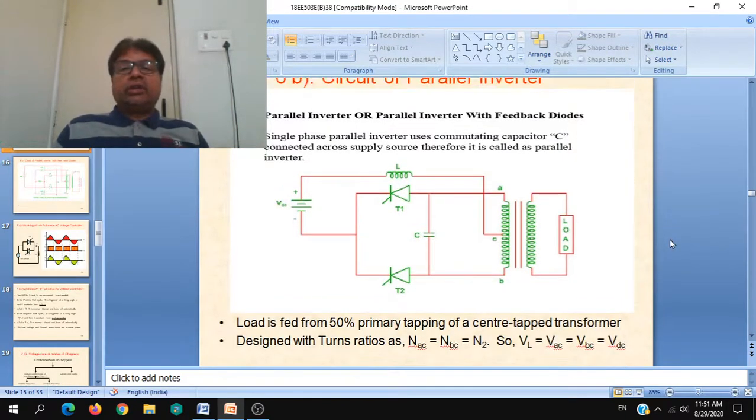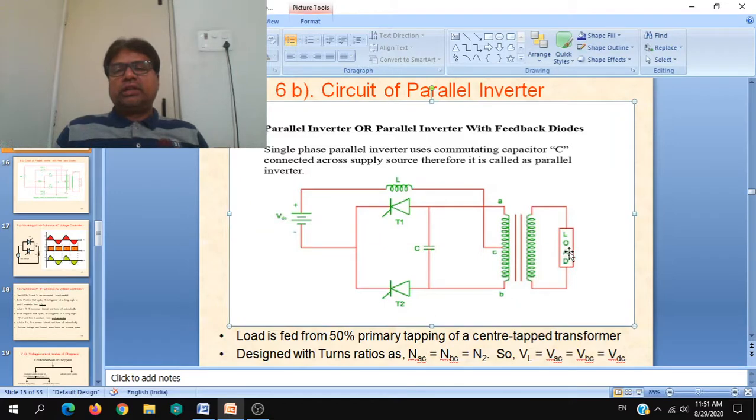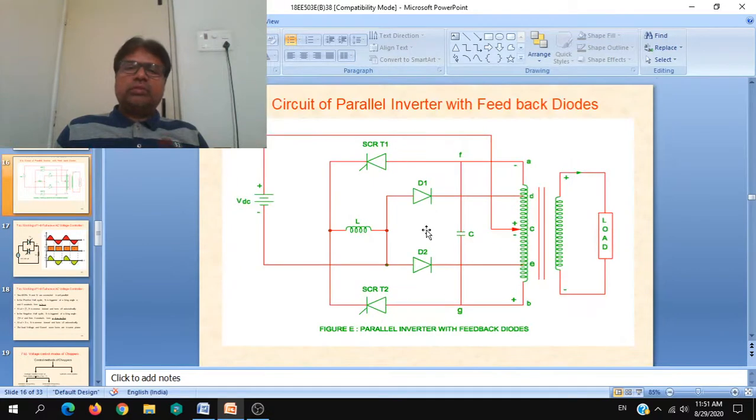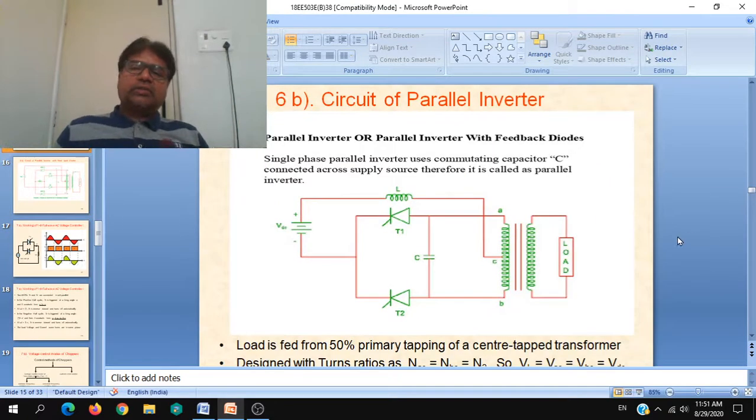And next one is you are asked to draw the circuit of parallel inverter. Again, it is not mentioned whether it is a simple parallel inverter with any resistive load or inductive load, and also whether it is with feedback diodes or not. So we have both the circuits shown here. You can draw any of the circuit you want. And the second circuit is the circuit of parallel inverter with feedback diodes, and the first one is without any feedback diodes.